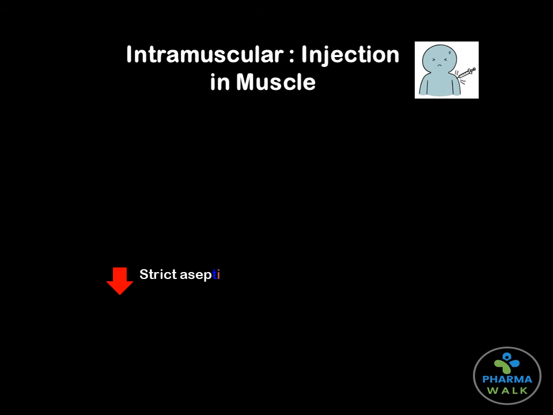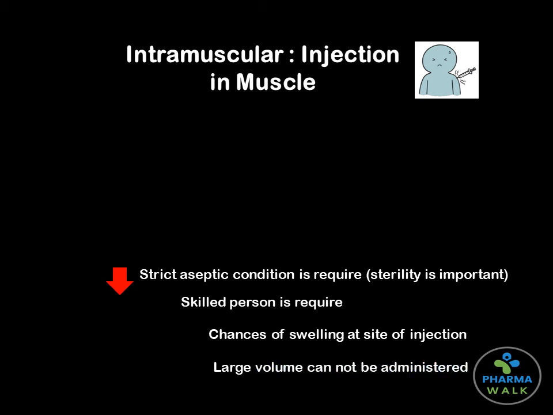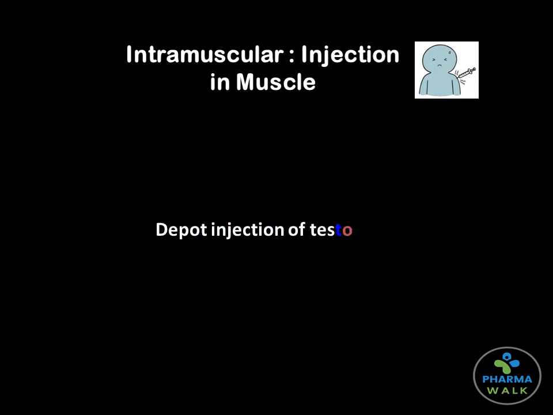Let's talk about some demerits. In this route also, strict aseptic condition is very much required. Again, a skilled person is required. Self administration is not possible. There might be chances of swelling at the site of injection. Most of the vaccines are administered via this route, so sometimes swelling happens due to that administration. Also, a large volume of drug cannot be administered via this route. Examples: depot injection of testosterone.